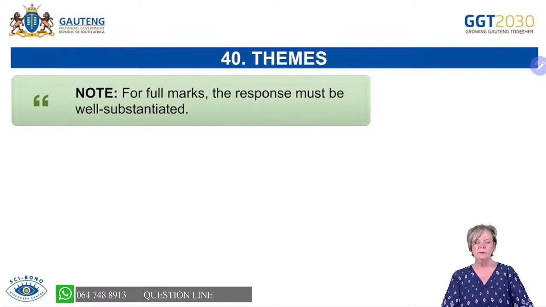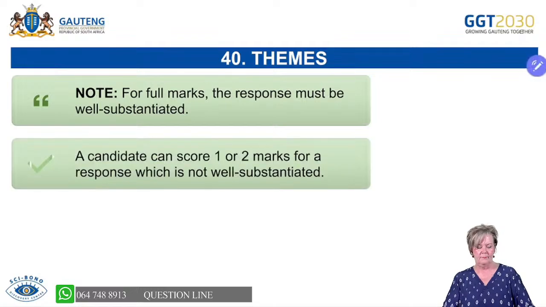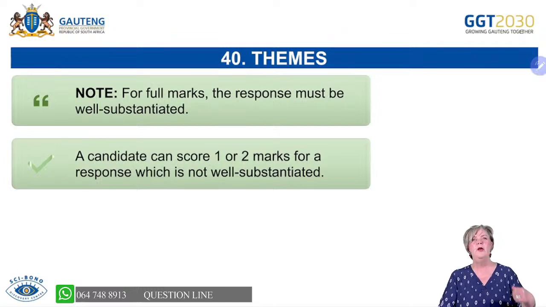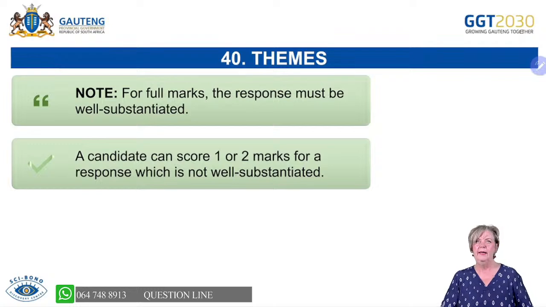For full marks, the response must be well substantiated. What does that mean? You need to take the proof from the text. You can score 1 or 2 marks for a response which is not well substantiated. But if you are working for a distinction, or you know that you need to pass this, and this is actually easier to pass than any of the other question papers, except for paper 3, of course, then you know that as long as you mention as much as possible, you will get your marks without actually rewriting the script.